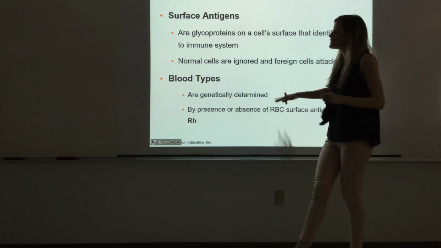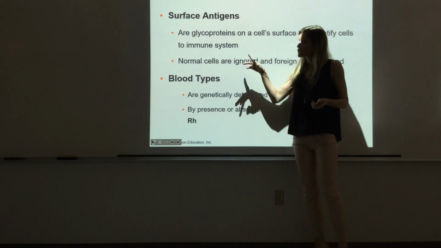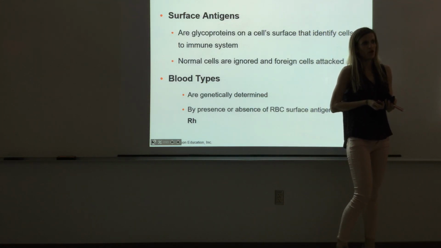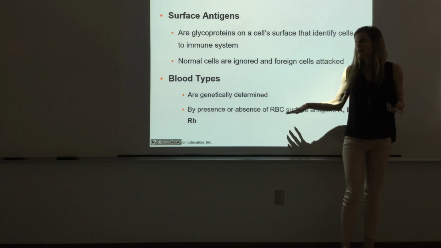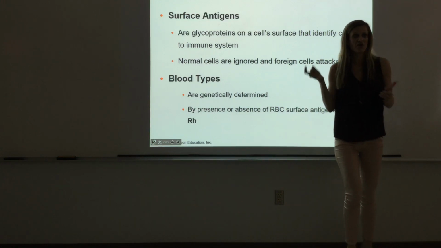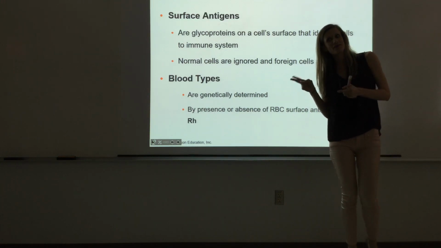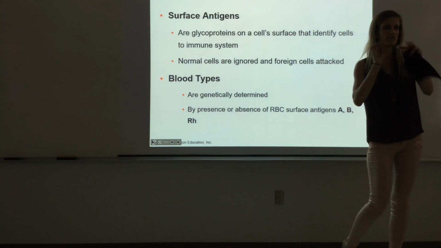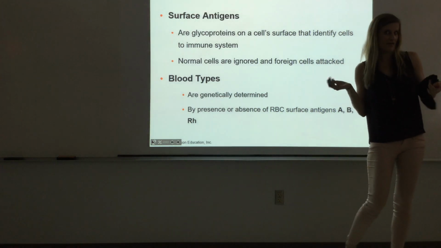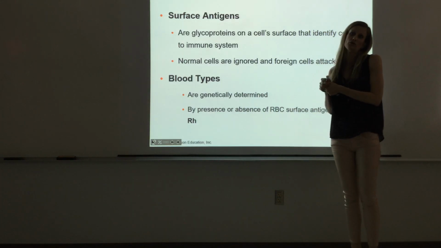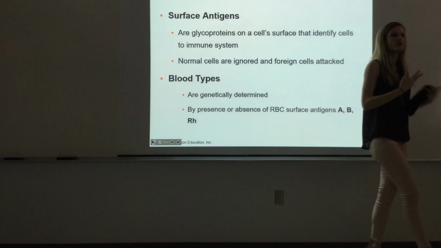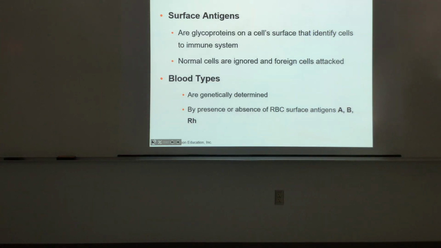Now, when we look at your red blood cells, the surface antigens that are present are what determine your blood type. There are multiple different types of surface antigens. We have A, we have B, and we have something called Rh. Whatever combination of those you have or don't have is going to say what blood type you are. And this is all genetically determined, so your genes determine what surface antigens are actually going to show up on the surface of your red blood cell.